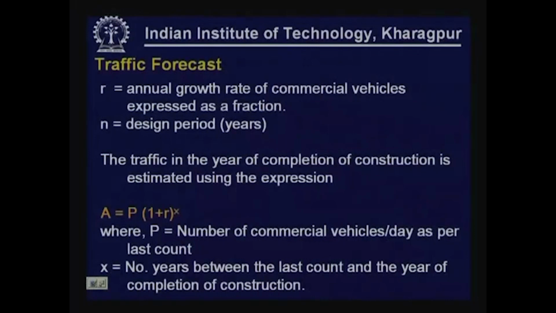So the traffic in the year of completion of construction can be estimated using the following expression: A is equal to P into (1 plus R) to the power X, where P is the number of commercial vehicles as per the last count. Either the traffic has been counted 2 years back, or it has been counted this year. So when was the traffic counted, and with reference to that, what was the traffic volume in that year. X is the number of years between the last count and the year of completion of construction. If the traffic count was taken in 2003 and we have started the process now and the pavement is going to be constructed in 2007, X would be 4.